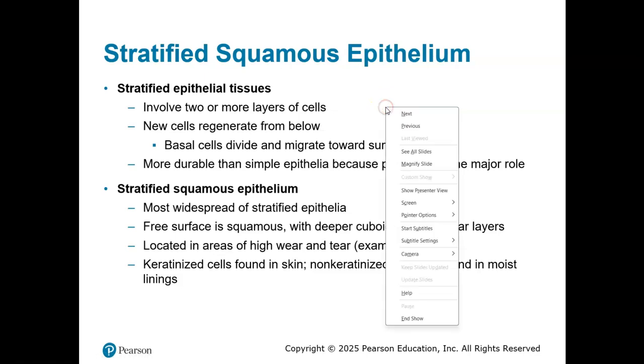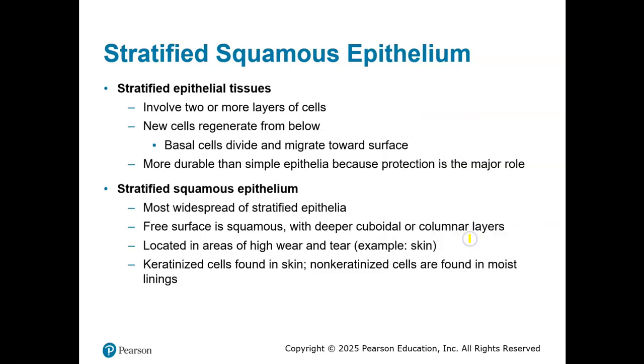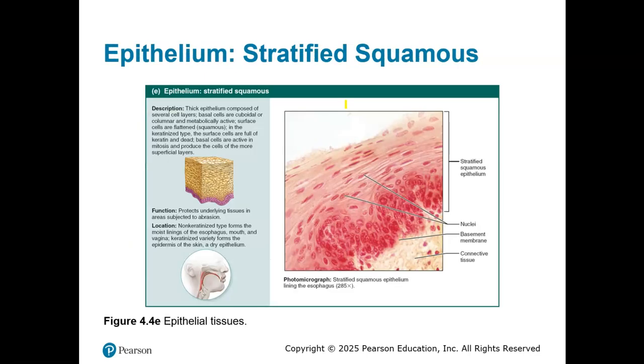This is the second recording for chapter 4 on tissues, and we are on slide 28. We're finishing up with epithelial tissue. So stratified epithelial tissue has more than one layer, and mostly it's for protection. The best example of stratified squamous epithelial tissue is the epidermis of the skin.